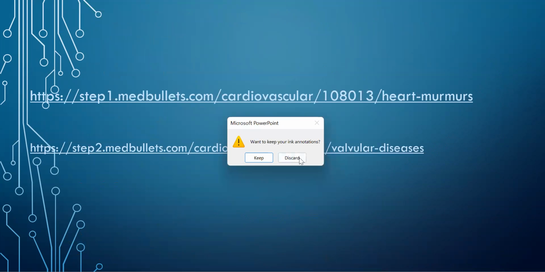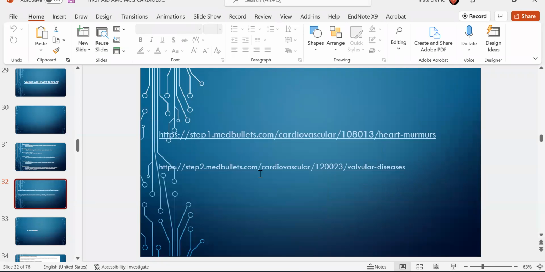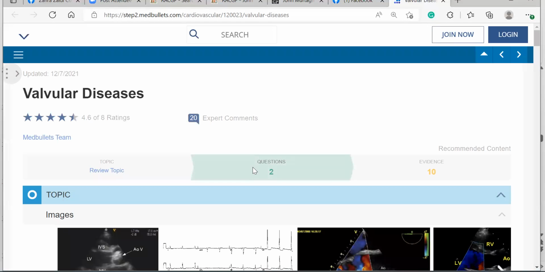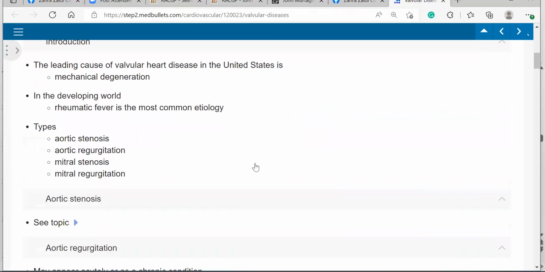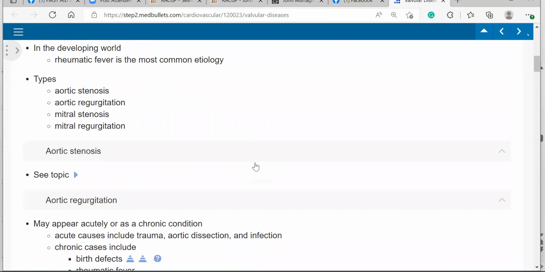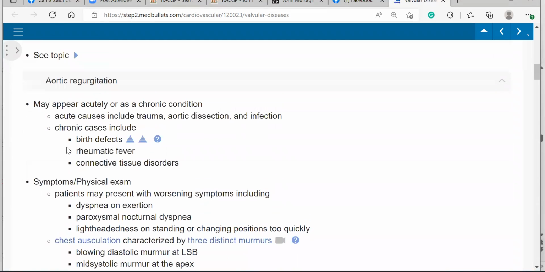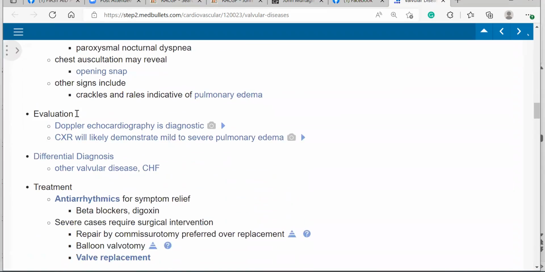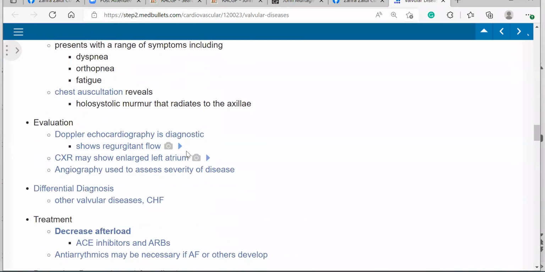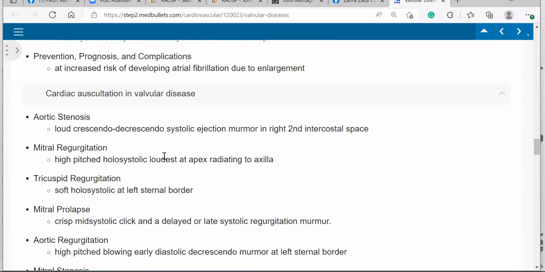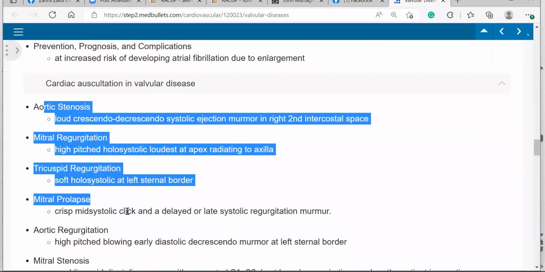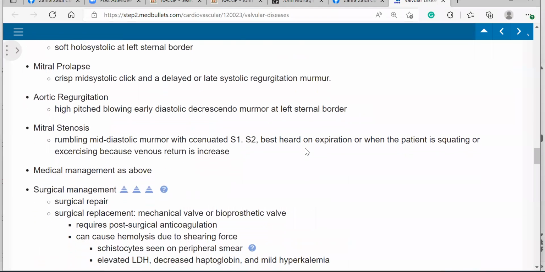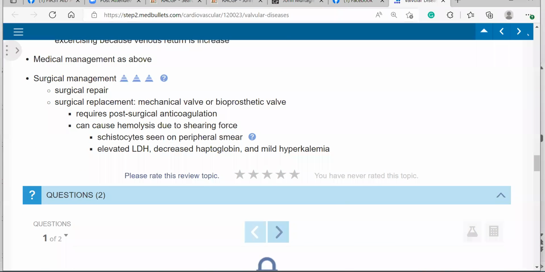There are also very good resources on these murmurs in Med Bullets. If you go here, you can see that aortic regurgitation, they have explained it here. Mitral valve stenosis, they have explained it here. A lot of the common ones they have already explained, and they have also written the findings of the murmur in here. So you can go through this as well.